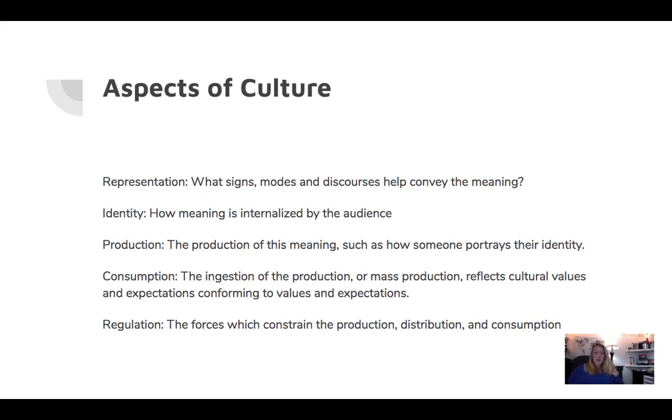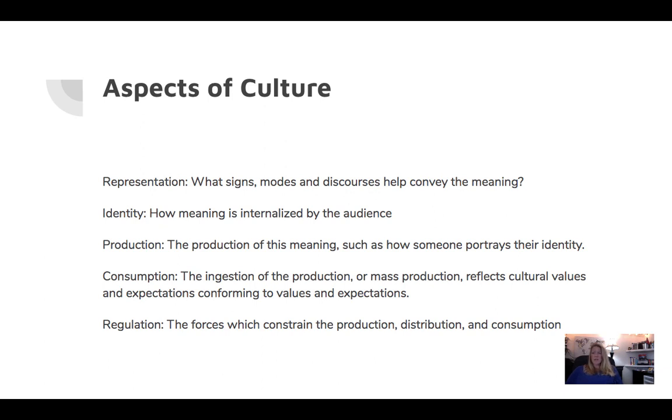Consumption is the ingestion of the production or mass production and reflects the cultural values and expectations conforming to values and expectations. So if you relate to a certain religious faction, are you a consumer of a certain type of wardrobe? Whether a recent trend like the hipster look with young Christians or a required part of your belief system. So for whatever type of religion, if you have something that you wear, that is trendy. Think of other consumptions in regards to music associated with different demographics, video games with different age groups, the trend of Fortnite in youths, or country music in Southern Americans. What trends or stereotypes involve the consumption, the ingestion of the production?